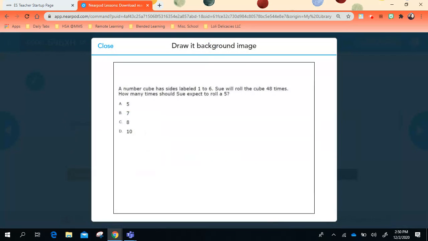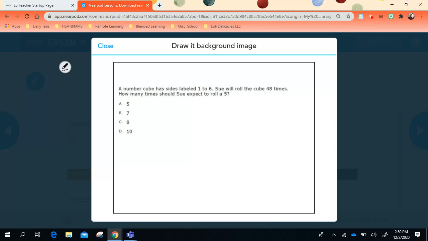Let's look at one more. So this one is like what we were working on yesterday, and we also saw it last week. So for those of you who did not write down the steps yesterday during live, I would recommend that you write these steps down. So a number cube has sides labeled 1 to 6. Sue will roll the cube 48 times. How many times should Sue expect to roll a 5?